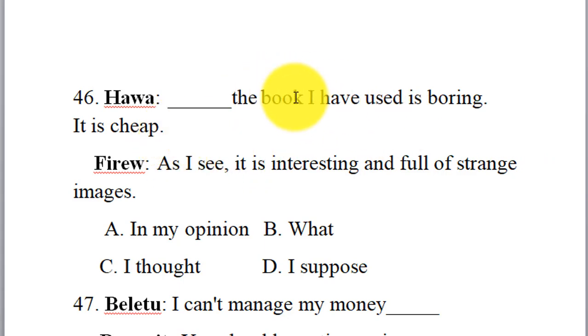Yeah, this is Hawa's opinion. Then when Hawa intends to give her opinion, what common expression is important to begin her opinion, right?